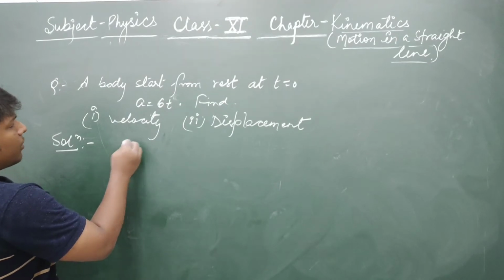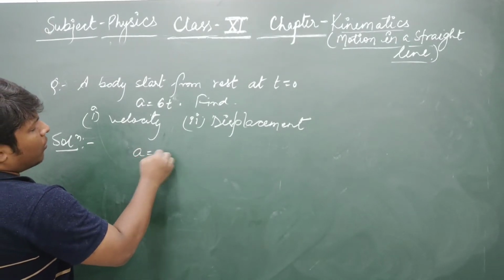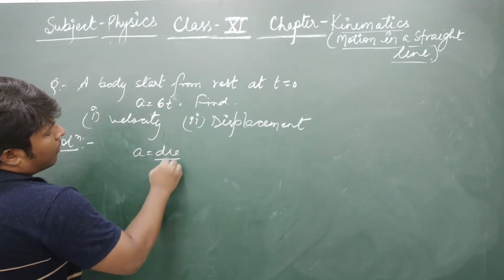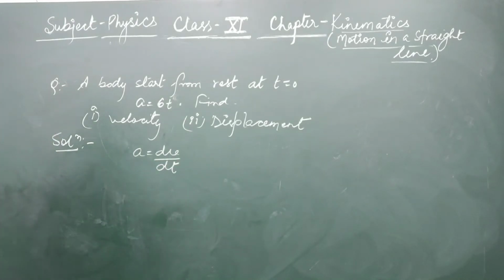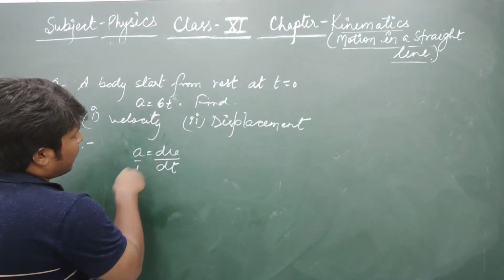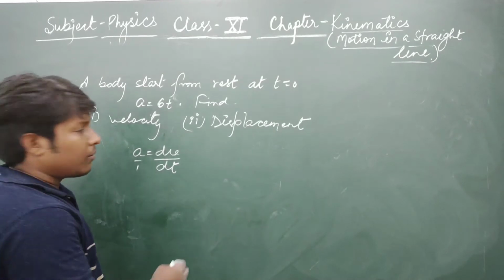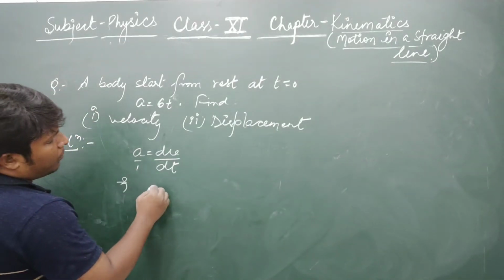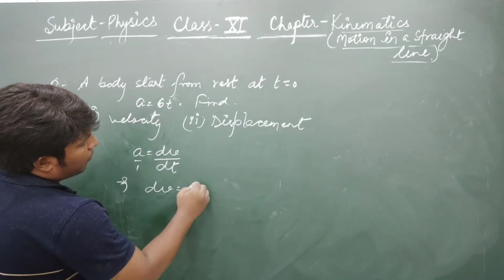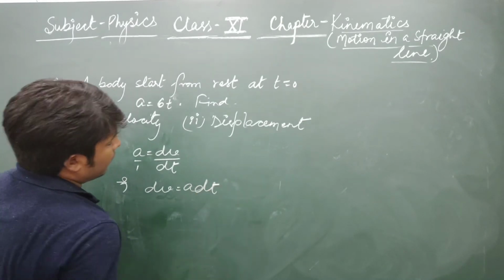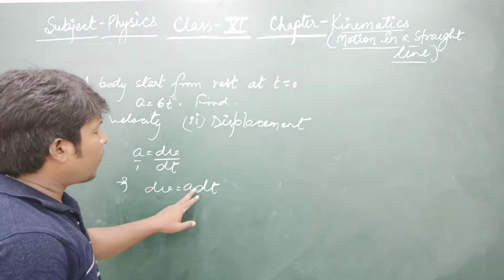For the expression, the solution: velocity, a is equal to what? a is equal to dv by dt. So simple, cross multiply. So what will you get? To cross multiply, it will be dv is equal to a dt, and the expression of a is given to you.